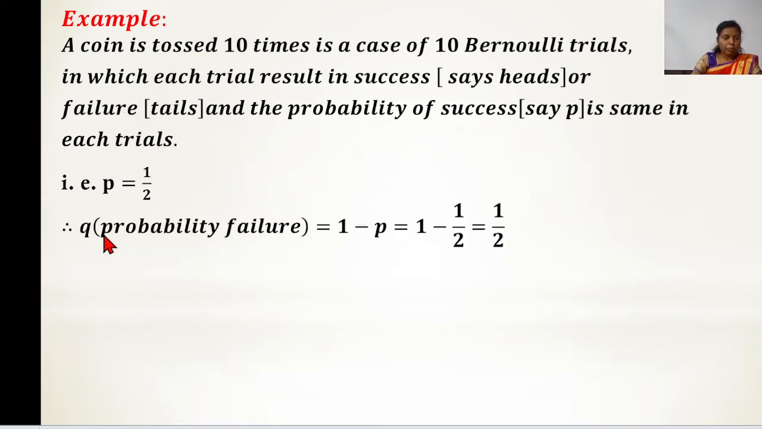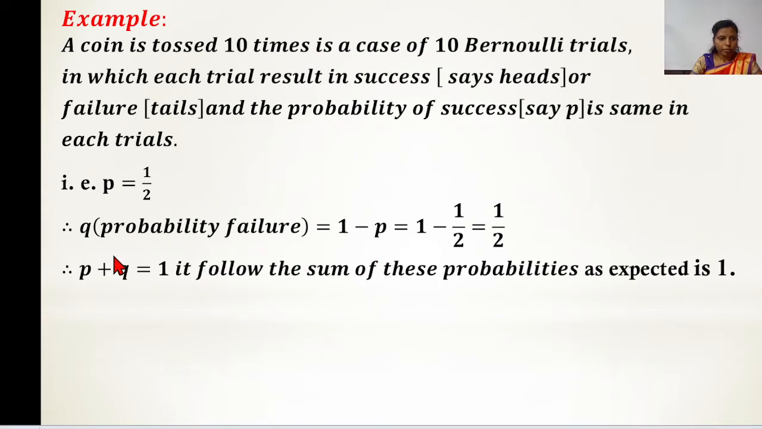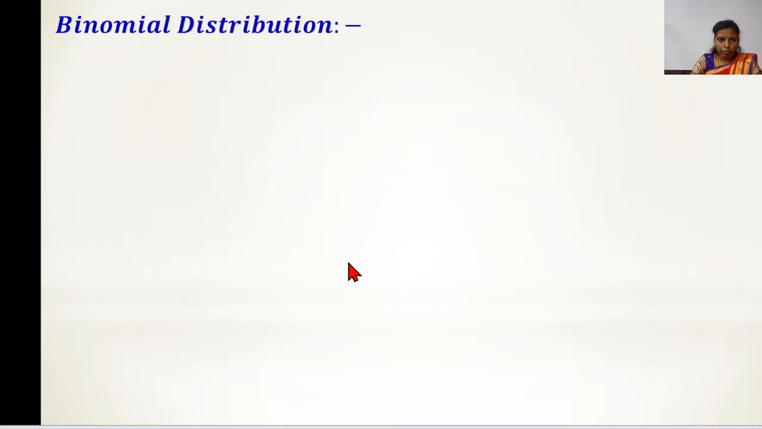Then next one, Q, that is the probability of failure. Here the probability of all possible outcomes is 1. Therefore the probability of failure is 1 minus P, that is equal to 1 minus 1 by 2, which is equal to 1 by 2. Therefore P plus Q is equal to 1. It follows that the sum of these probabilities, as expected, is 1.